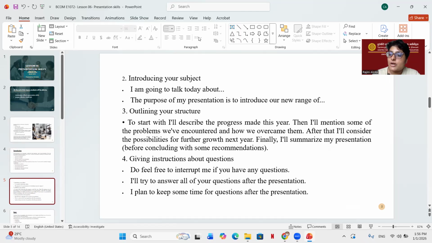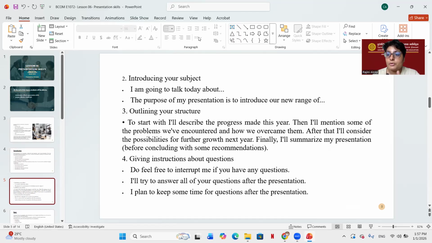Then we have giving instructions about questions. When you give instructions about questions, you have to first decide whether it's a discussion mode presentation where you are okay with people interrupting in the middle. If it's this case, you can say, do feel free to interrupt me if you have any questions, in between the presentation.